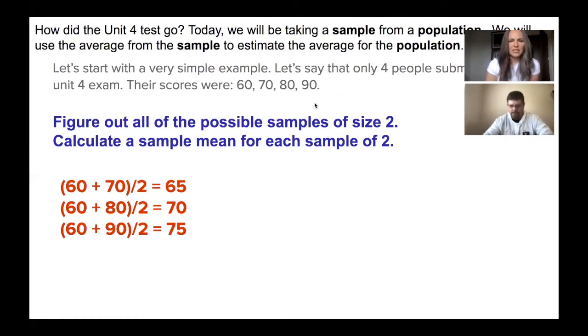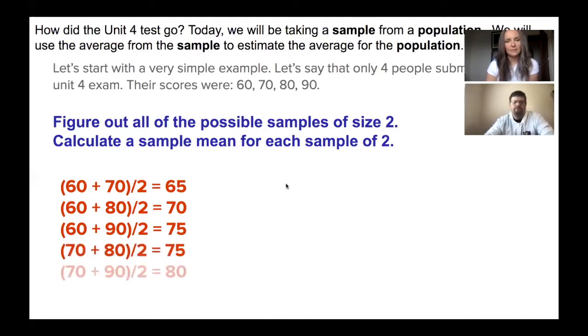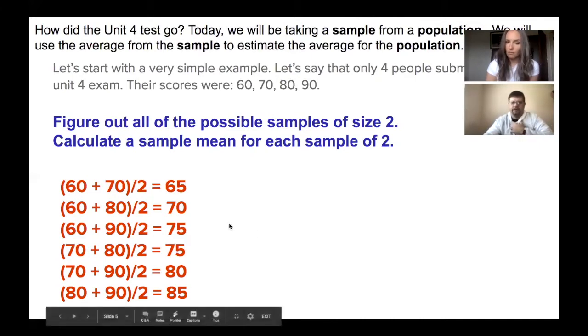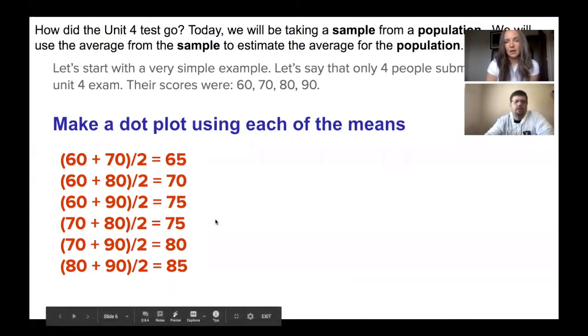All right. What comes after 60 and 90? Oh, 70 and 80, then 70 and 90, and then 80 and 90. Did I get all possibles? Yes, you did. Okay. And again, we're only faking it right now so you can see a key point here, and it's going to come out in a second. All right. Now let's say we take a dot plot of all the sample means of size 2.